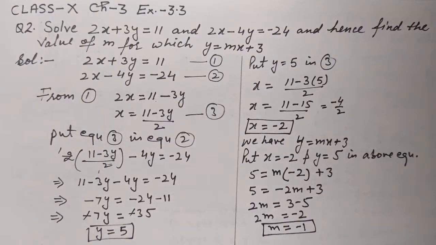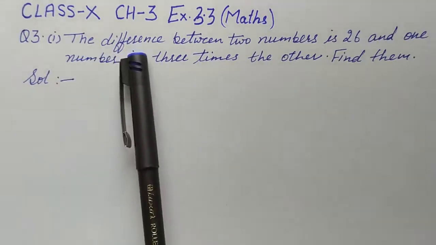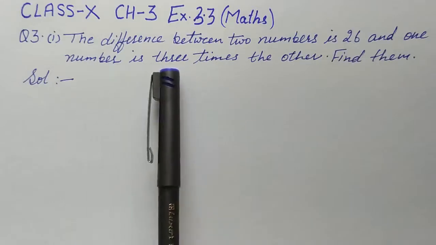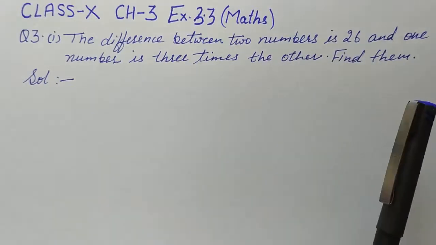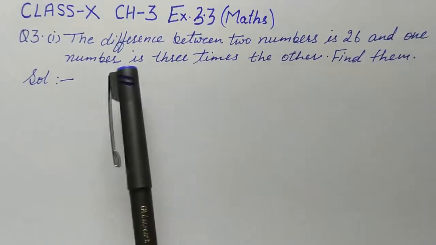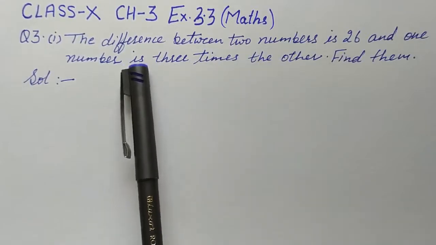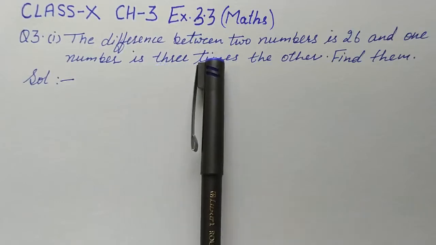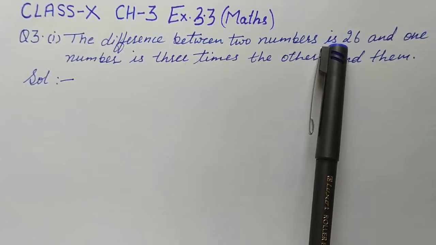Thanks for watching. Dear students, let's solve this question. The question is: the difference between two numbers is 26 and one number is 3 times the other. Find them. In this question there are two numbers and one number is 3 times the other. It means if I suppose one number as x, then the other will be 3 times of it, that will be 3x. And now he is saying that the difference between these numbers is 26.